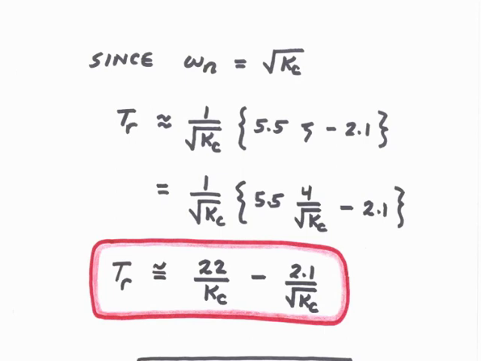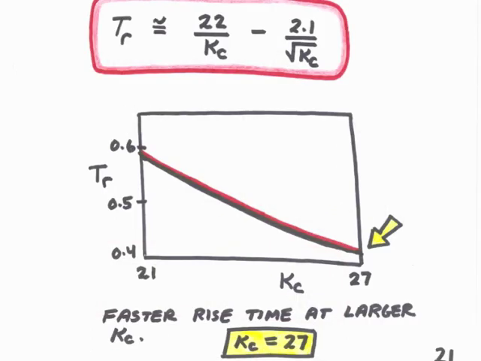Of course, we want to pick kc such that zeta is between 0.77 and 0.87. The range of kc values for the region of zeta values that we're interested in corresponds to kc between 21 and 27. So we'll now plot the rise time as a function of kc over this range. And what we'll find is the rise time decreases with increasing values of kc.